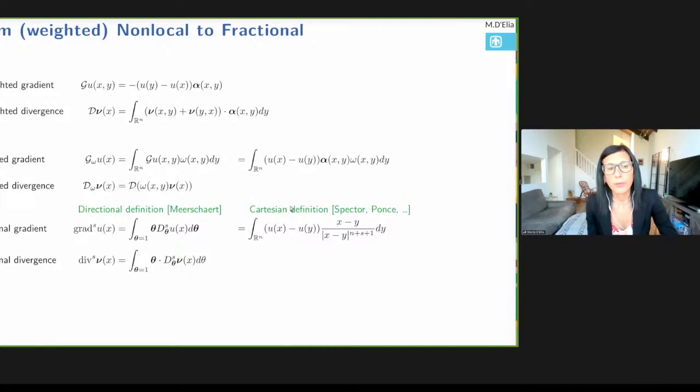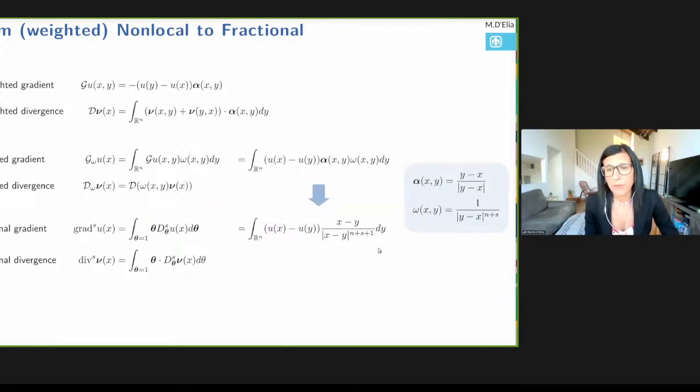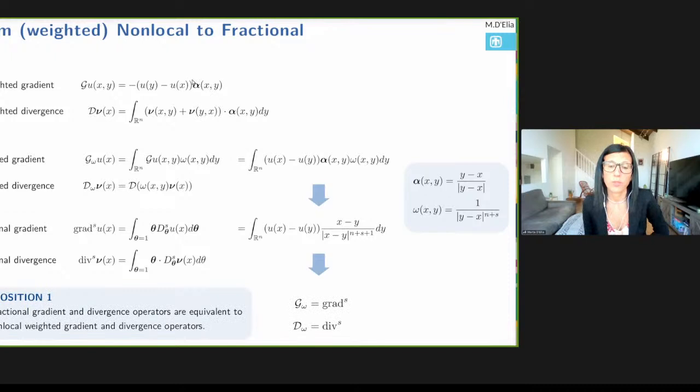If we look at this Cartesian definition of the fractional gradient, it's immediate to see the connection between the two. Note that here I'm considering R as the support of the domain of the integral. By picking alpha, and by the way, this is something that I didn't mention, alpha is an anti-symmetric function, in this way, and by picking the weight as a fractional power, we immediately see the equivalence of these two operators. And in a similar way, we can obtain the equivalence with the weighted divergence.